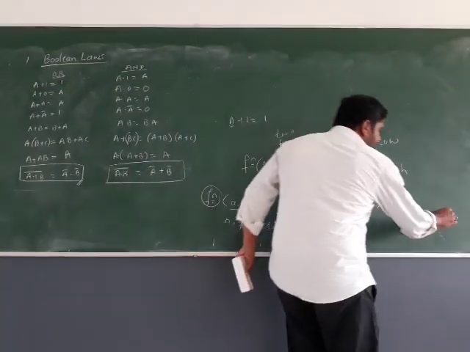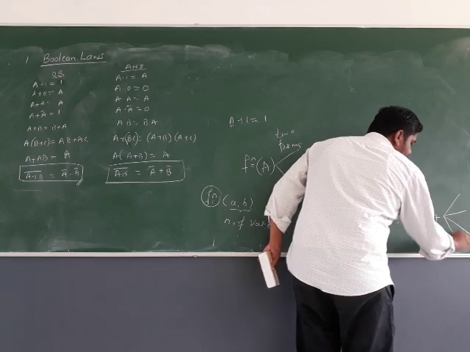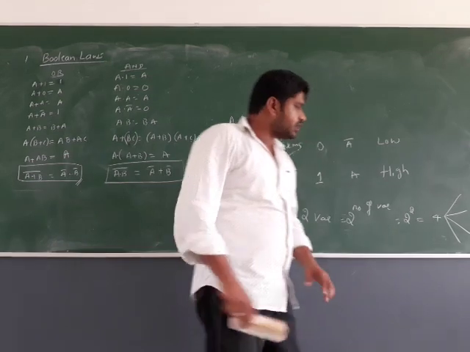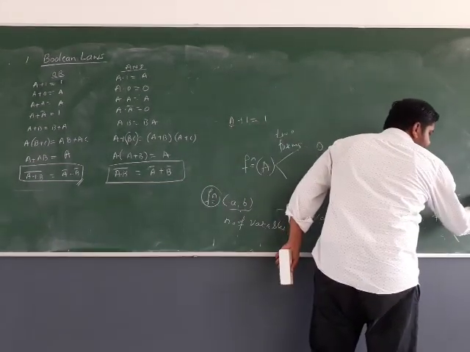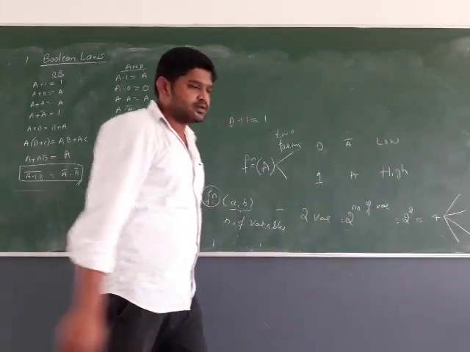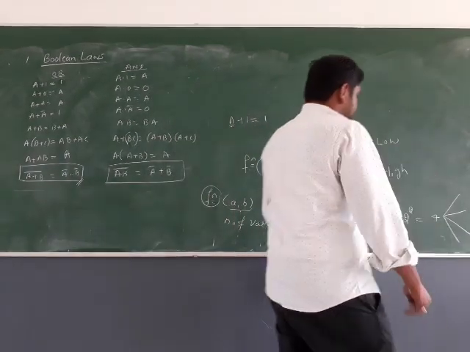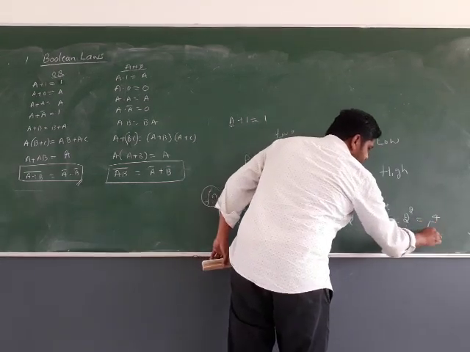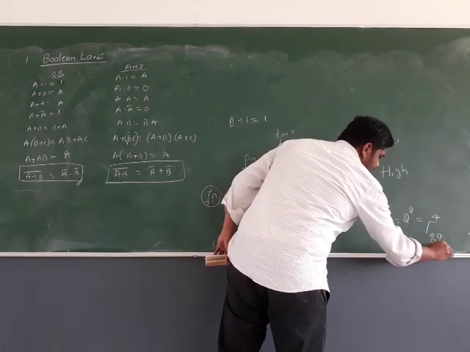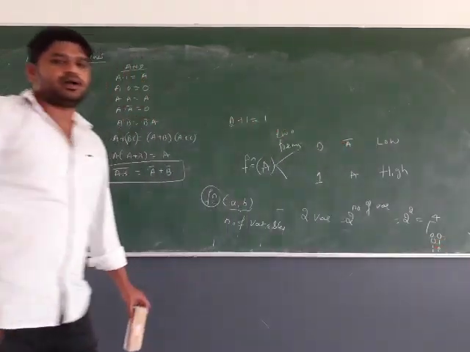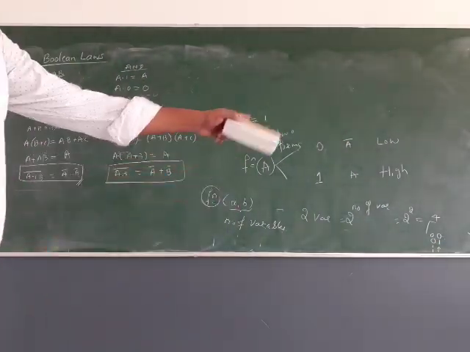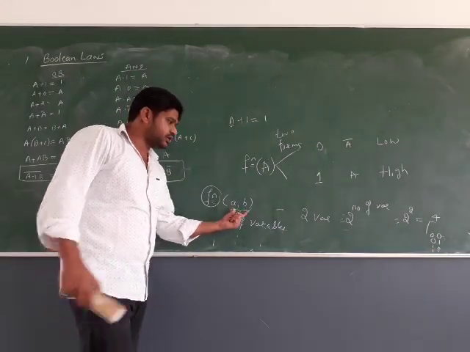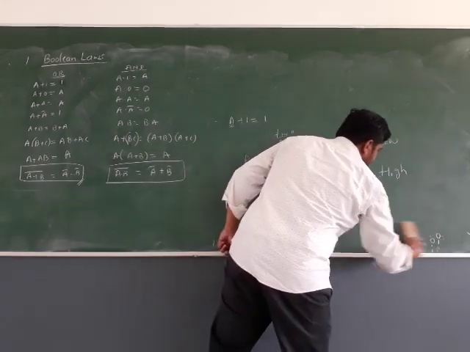Now how to write the different occurrences of AB in 4 different formats. First is 0 0, second is 0 1, then 1 0 and 1 1. This is what we have: 4 formats of AB occurrences together.